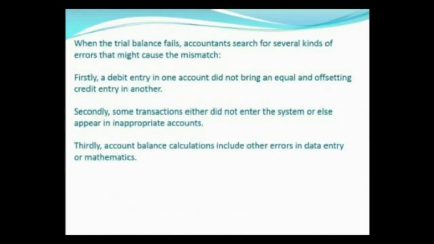When the trial balance fails, accountants search for several kinds of errors that might cause the mismatch. Firstly, a debit entry in one account did not bring an equal and offsetting credit entry in another. Secondly, some transactions either did not enter the system or else appear in an inappropriate account. And thirdly, account balance calculations include other errors in data entry or mathematical calculation errors.